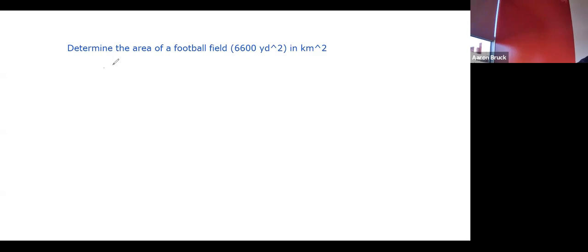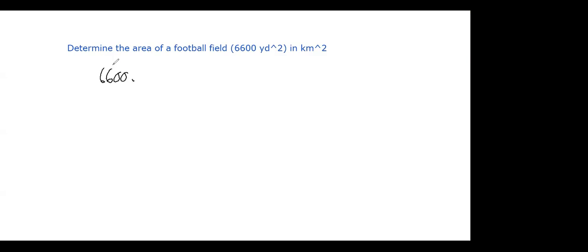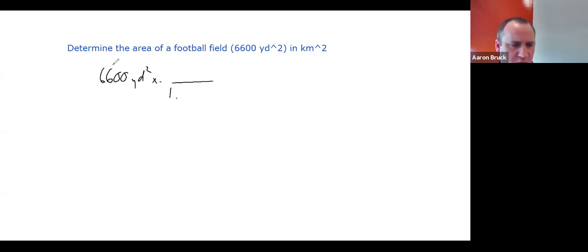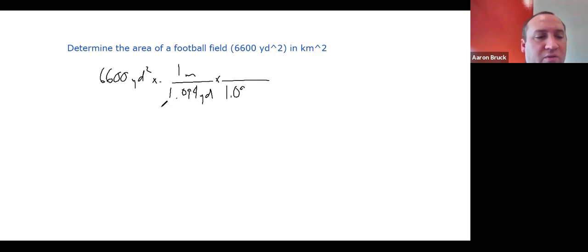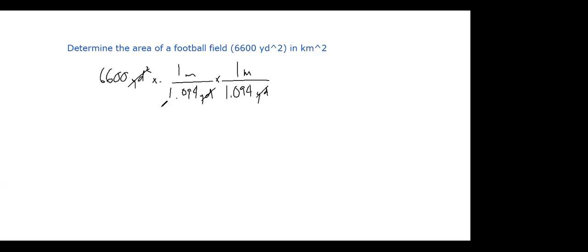is 6,600 square yards, 1.09 or 1.094 yards per meter. Now, because this is square yards, it's going to have to be a squared conversion, which means we need to do it twice. 1.094 yards in 1 meter. Yards times yards is yards squared, so that comes out. Meters times meters gives me meters squared.